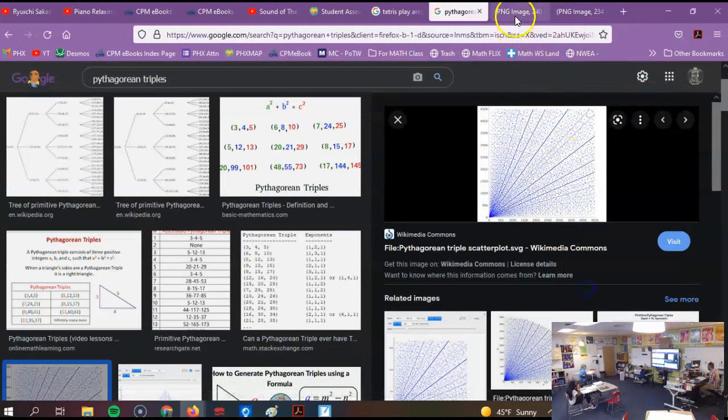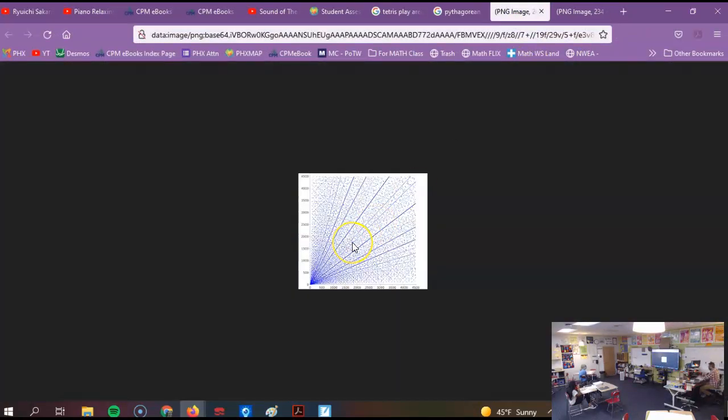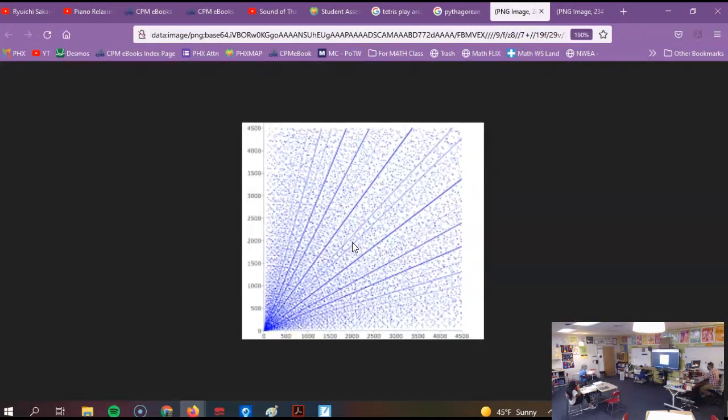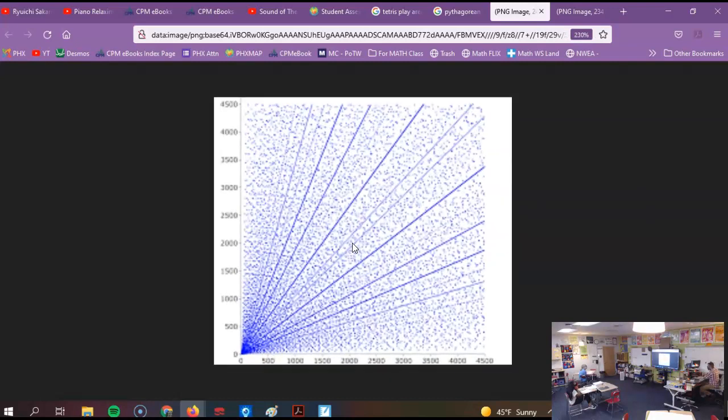Oh my! This is the visualization of Pythagorean triples. Are each of the longer lines the ones that start at the beginning? Each of the heavy lines. Sorry. So this is right triangles, right? But the heavy lines, I believe, are the Pythagorean triples.